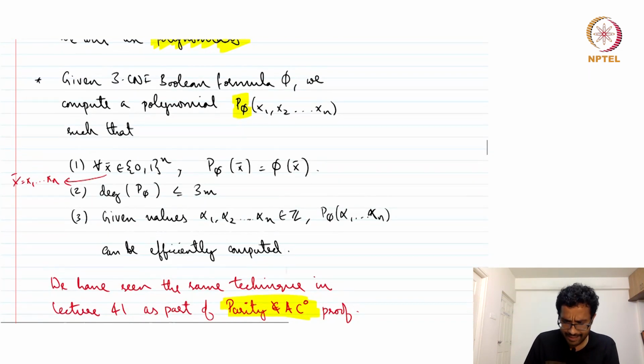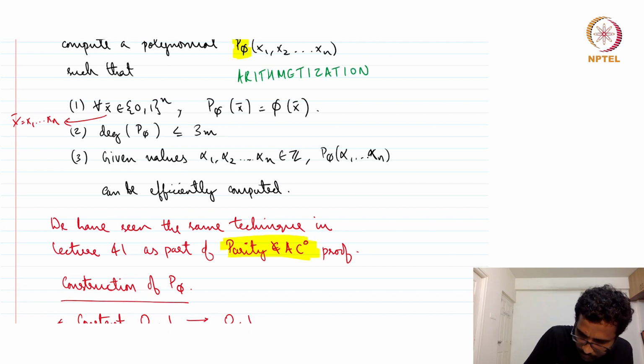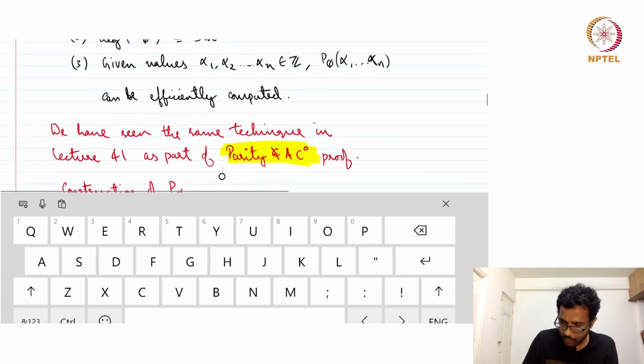So this trick is called arithmetization. So a Boolean formula is converted into an arithmetic formula with numbers. And we explained how to construct this.